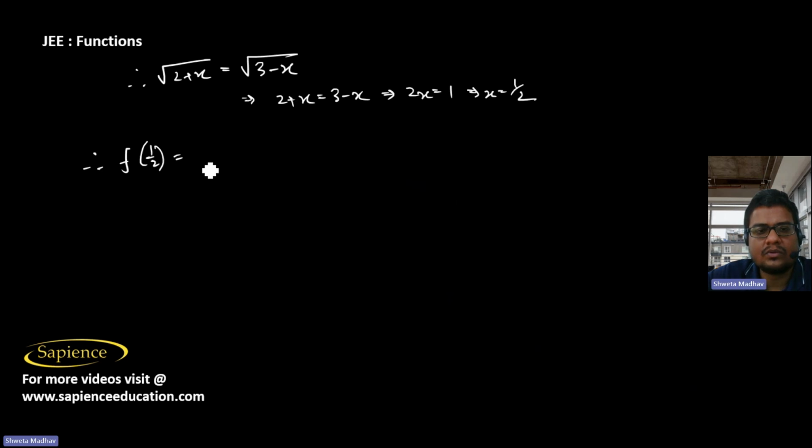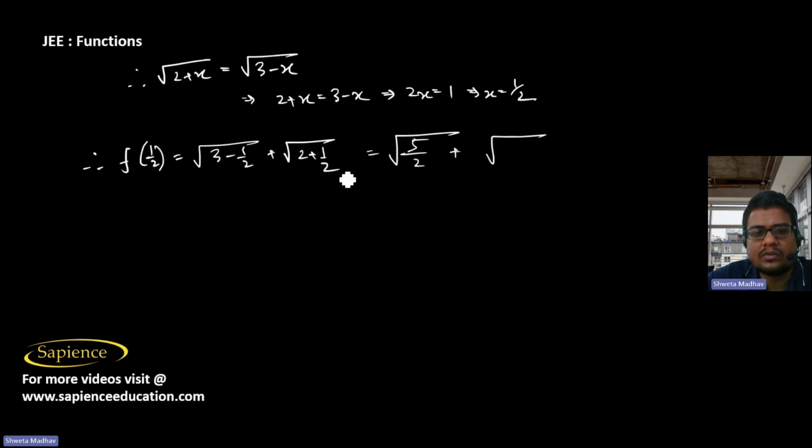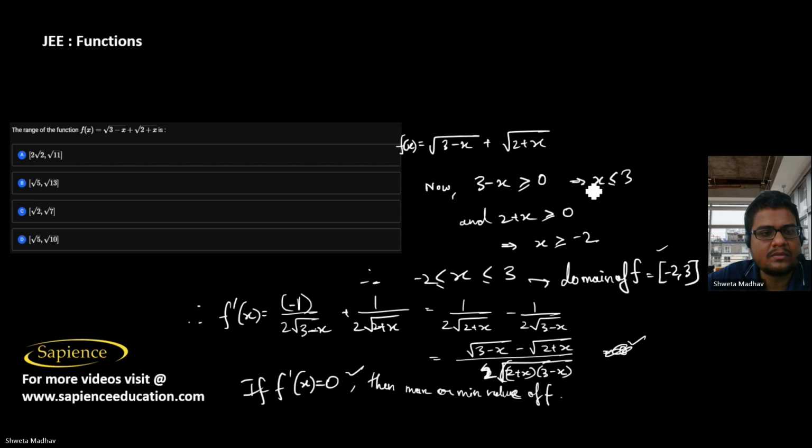So now if we find f of half, that will be root over 3 minus half plus root over 2 plus half. So this will be root over 5 by 2 plus root over 5 by 2. So this is 2 into root 5 by root 2, so that is root over 10.